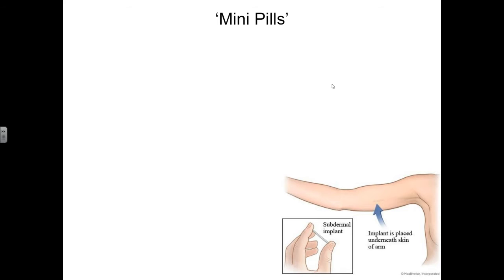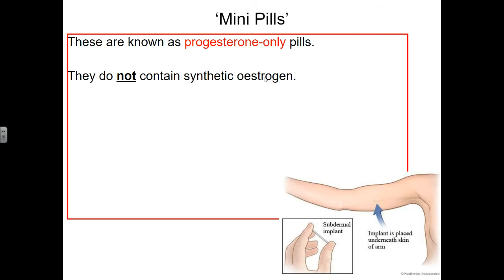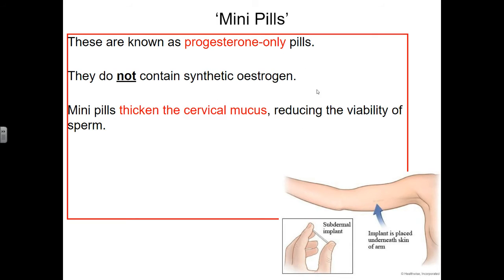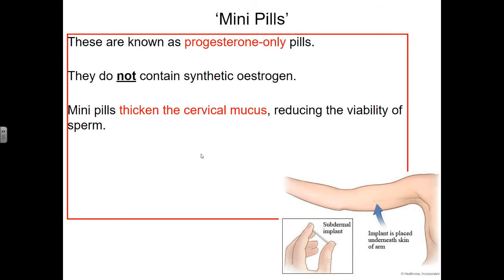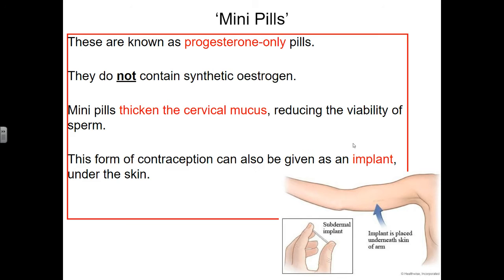Mini pills, so remembering the OCP, the oral contraceptive pill, was estrogen and progesterone. The mini pill is only progesterone, so they don't contain that synthetic estrogen. They thicken the cervical mucus and reduce the viability of sperm. So we talked in a previous video about the fact that the mucus in the cervix between vagina and uterus is really thick. The sperm cannot penetrate that mucus. So if you keep it even thicker than that all the time and properly ramp up the progesterone, the sperm can't get there.